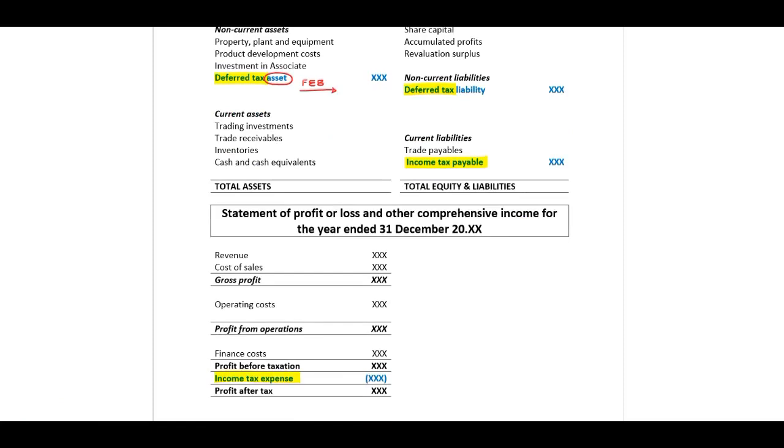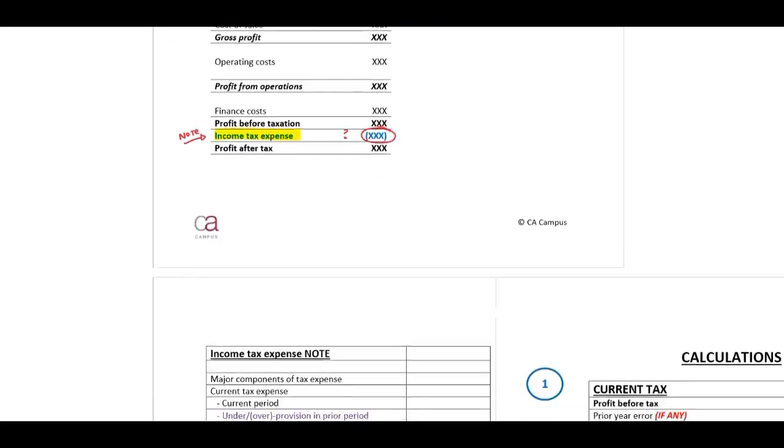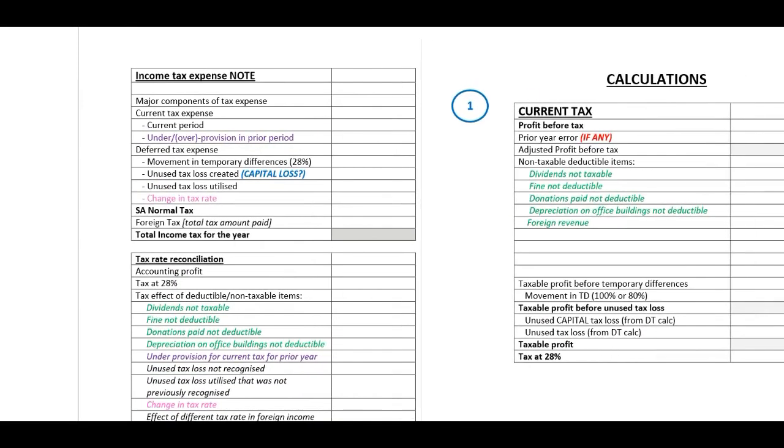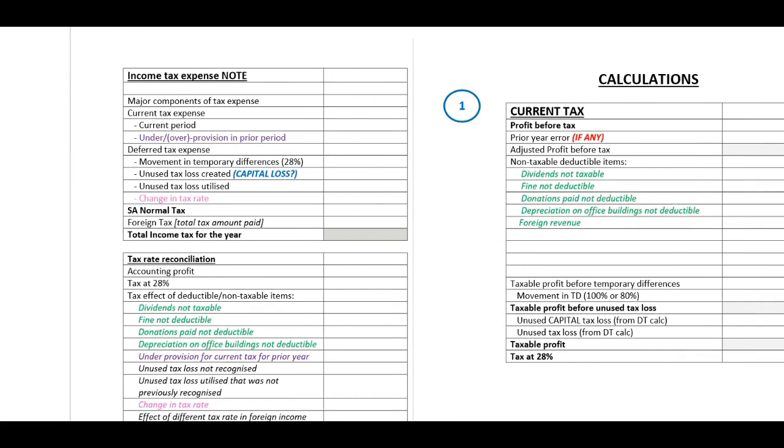Right. Now, the standard indicates to us that we need to include a note on how we got to this income tax expense amount and how we got to our deferred tax asset or liability. Therefore, we will have to include two separate notes. Now, guys, this will appear to be busy, but please bear with me. I want to include quite a lot of detail and I want to work with the different three pages together.